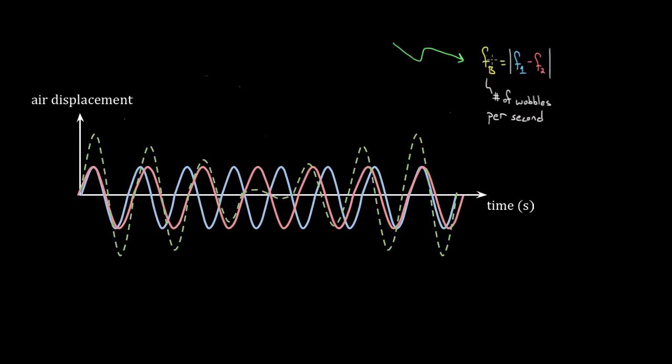And the way you find that beat frequency is you just take the difference in the two individual frequencies of the two sound waves that are overlapping. But why is this the formula for beat frequency? Why isn't it something more complicated? Why did it come out to be this? That's what I want to show you how to derive in this video.